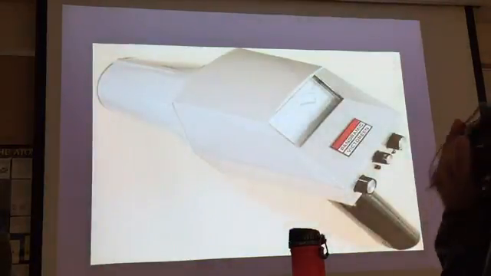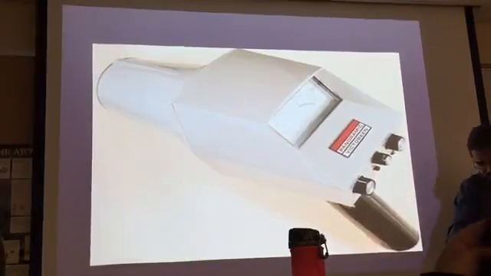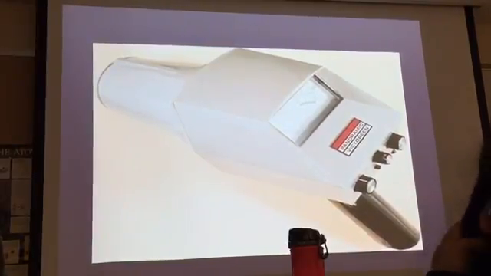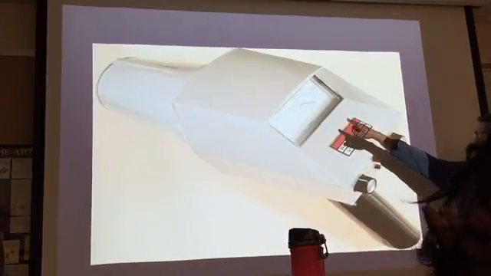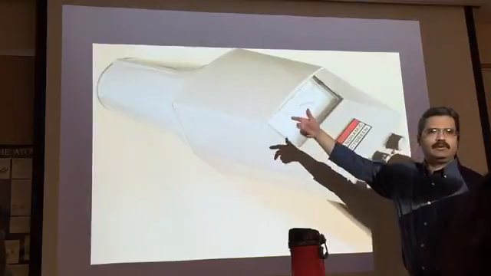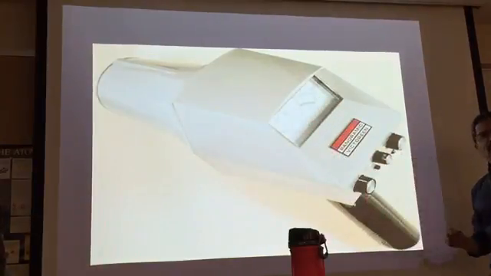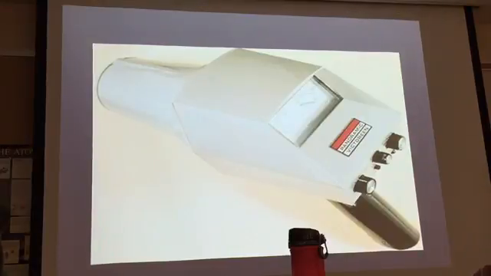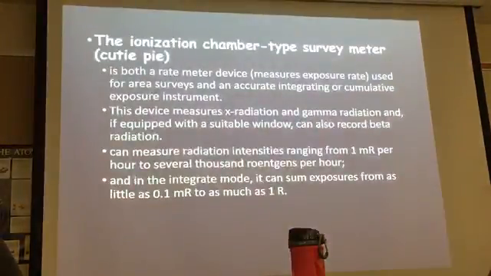This is what a cutie pie will look like. And this is a handle. You put it right in front of the area that you think is contaminated, and it will give you a reading. Not very accurate, but it'll give you a reading that there is radiation present. In some cases, it could distinguish between gamma and beta. Okay? So let's go back. Now you see what a cutie pie looks like.